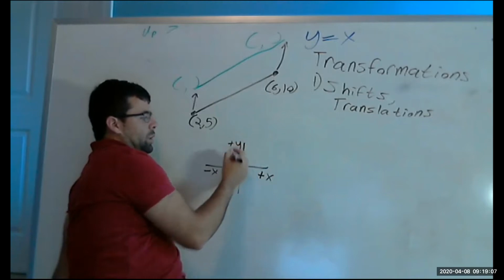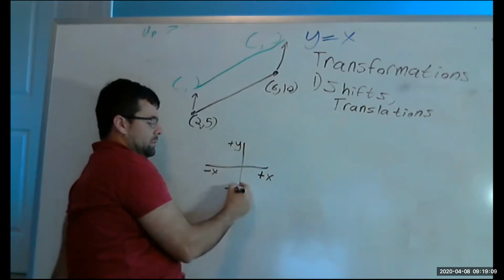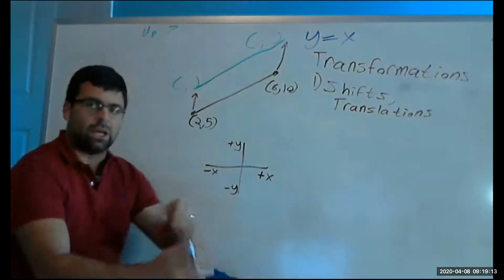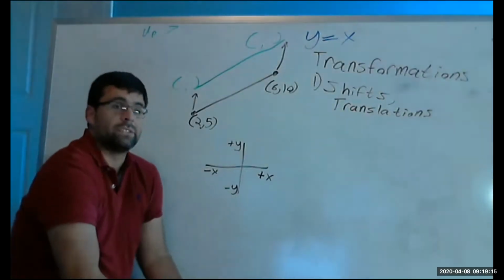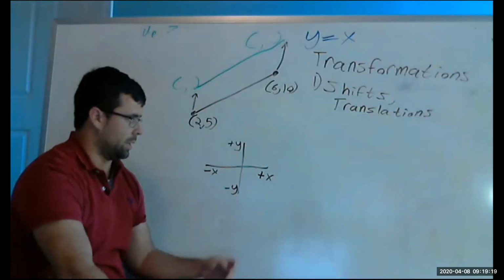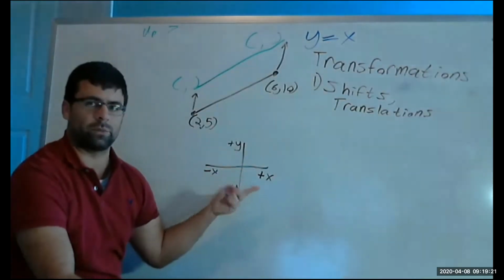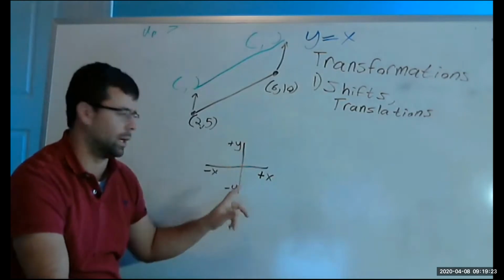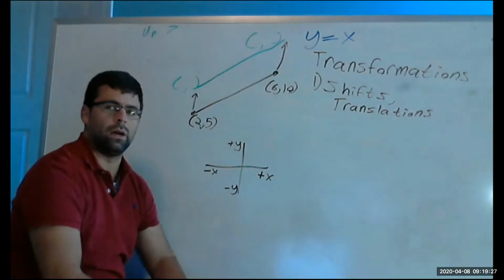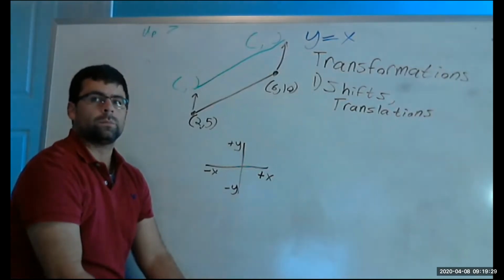Same is true for up and down. Up and down makes a little bit more sense because we generally think of up as positive and down as negative. Just remember that it's a right-hand person's world. So you go to the right, it's positive. You go to the left, it's negative.